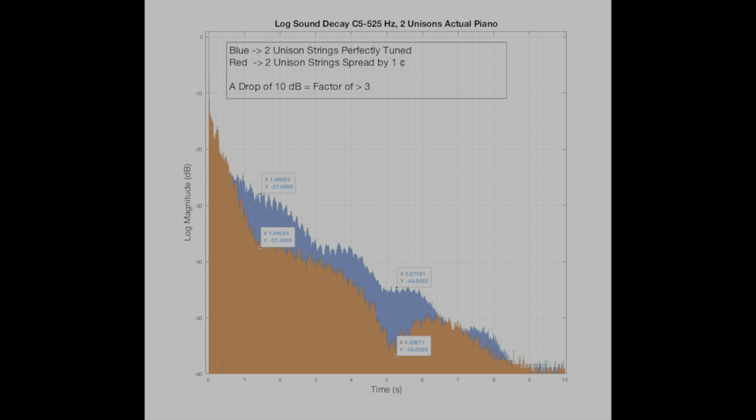I will play first the one where the strings are in tune, then play the one where they are spread. In each case, I will play the sound for about 10 seconds. Here is the sound file of the one where there is no spread.